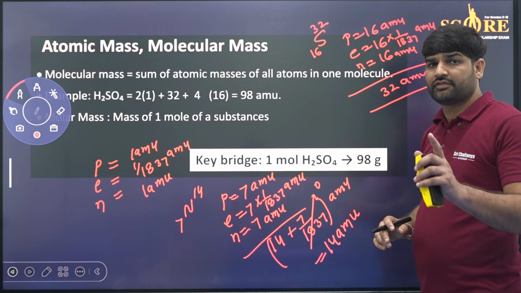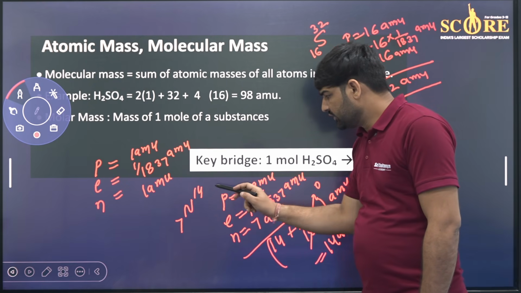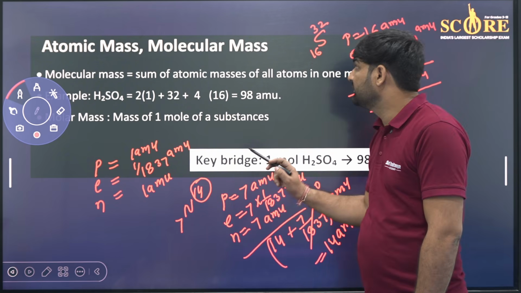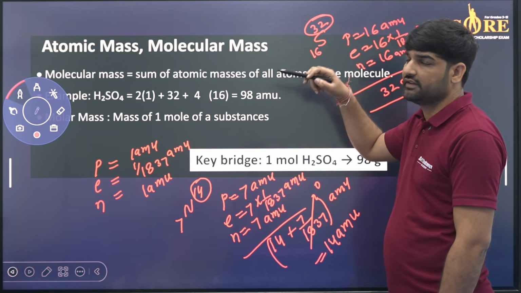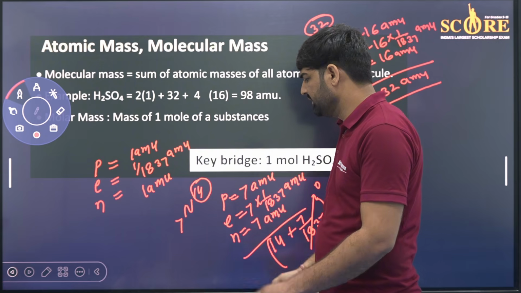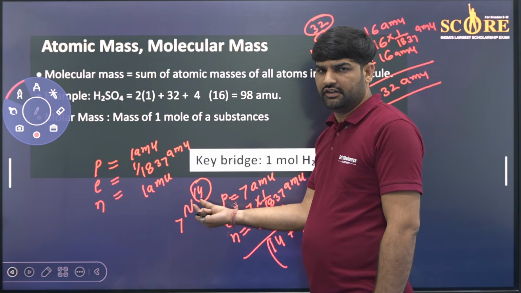It means if the mass number is 14, then we can say 14 amu. If the number is 32, then we can say 32 amu. It means the mass of a single atom will be this number multiplied by amu.